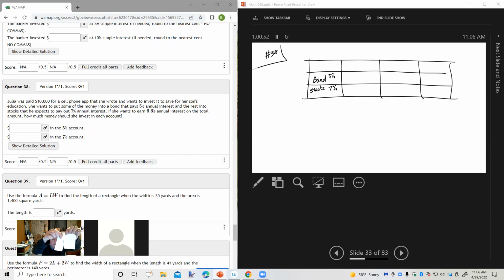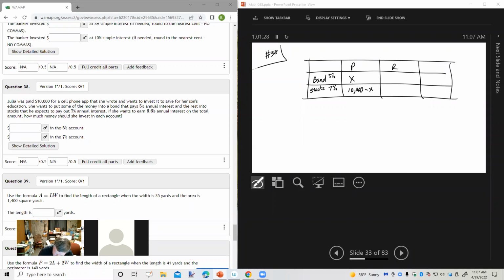I don't know if you can see that there's an X there. So this whole thing is $10,000. I'm going to invest X in the 5% bond. What do I have after I take X away? Well, this is $10,000. Take away X. So this is $10,000 minus X. We okay with that? So there's your principal.